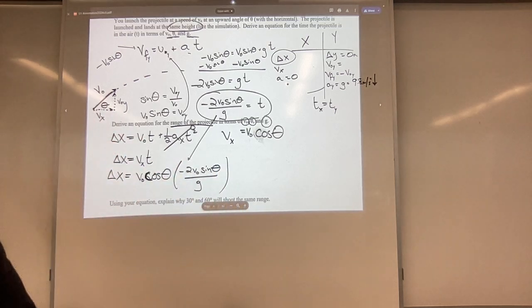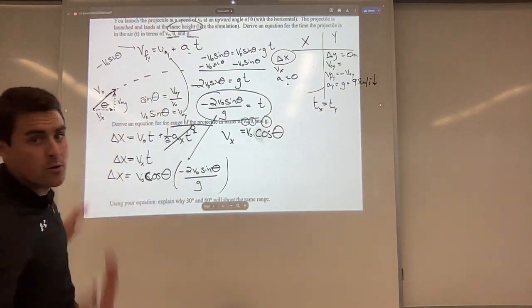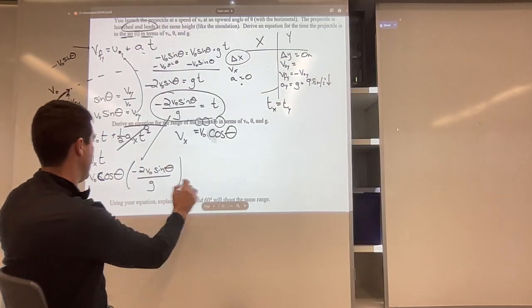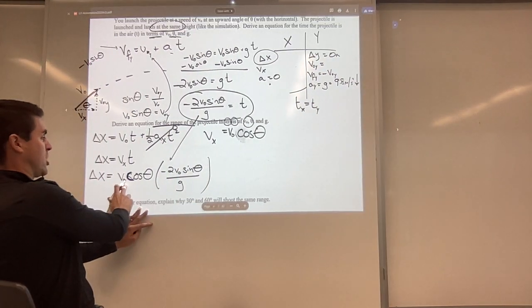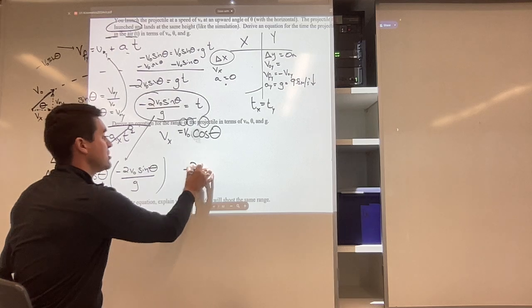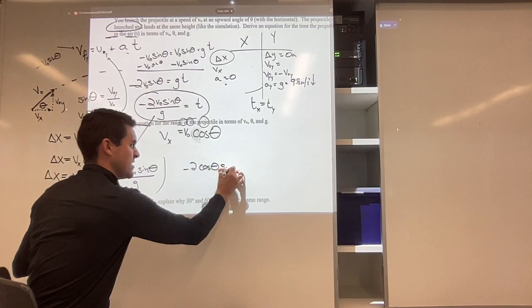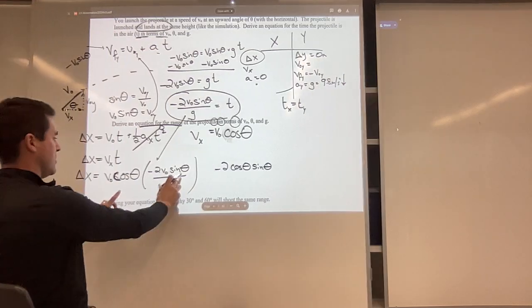And now what am I left with? Holy smokes, let's just distribute the snot out of this thing. And we're left with these. I'm going to combine some like terms. I'm going to see this is negative 2 cosine theta sine theta, because those are just two things.